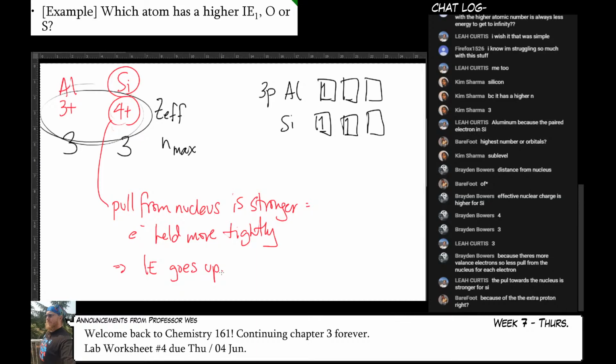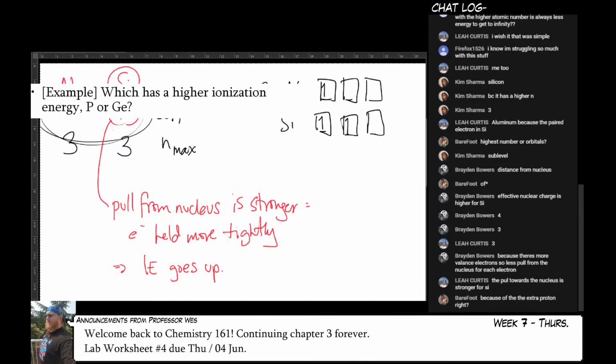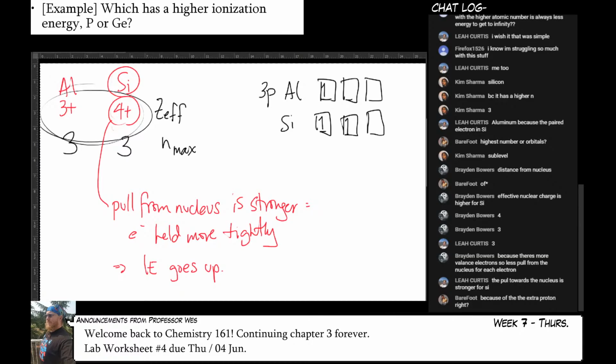All right, let's do another one. I have it on this slide, is what I mean. So I want you to look at these two. Phosphorus or germanium? Which one has the higher ionization energy? Now, only one of those is the right answer, and there should be 2 reasons why that is. And I want you to list both of them.